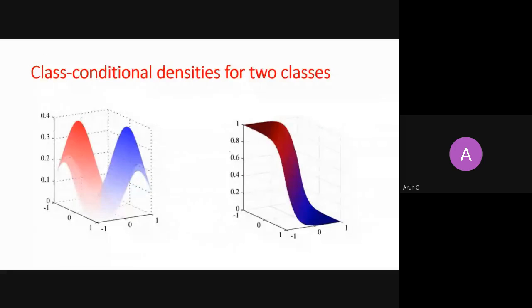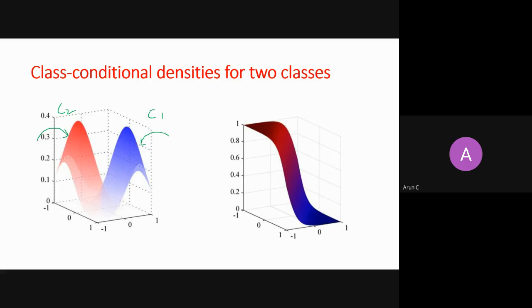Okay. So these are my class conditional probabilities for two different classes. Let's say this is for C1 and this is for C2.